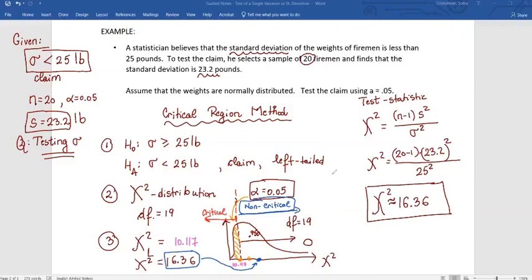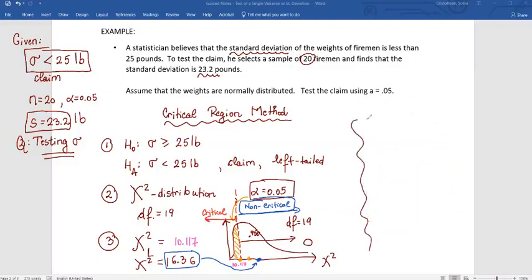We will fail to reject the null hypothesis. So let's write the conclusion right here, and then we will interpret the results. I will simply say fail to reject H sub 0, or I use the acronym, fail to reject H sub 0. And I'll explain why. Because chi squared is greater than chi squared to the left, and this is a left tail test.